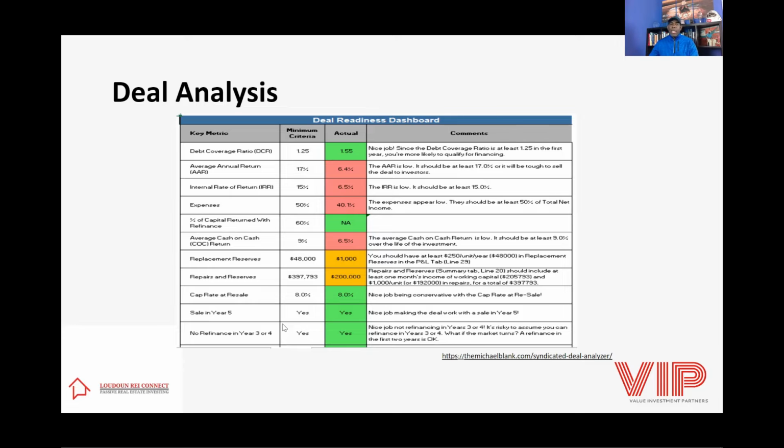This is what I like about the Michael Blank syndicated deal analyzer, is it's really good if you're just coming into this. You can get a feel for it, but at least the last time when I looked at it, it didn't account for waterfalls. It didn't account for different renovation schedules.